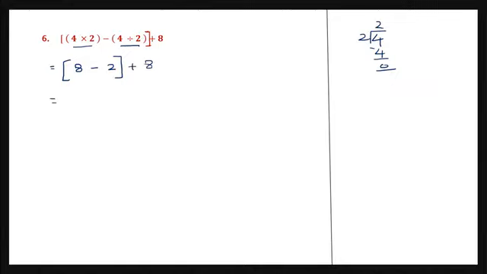Now we can open the brackets. 8 minus 2 is 6. So we've finished all the working inside the bracket, so we can open it. 6 plus 8. So let's add it up. 6 plus 8 is 14. So our final answer here is 14.